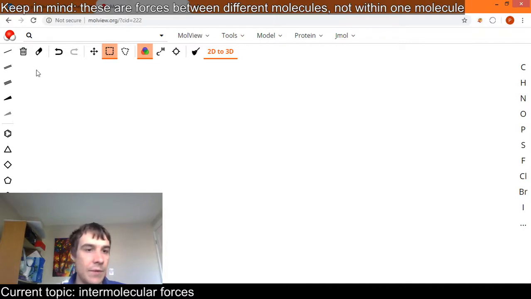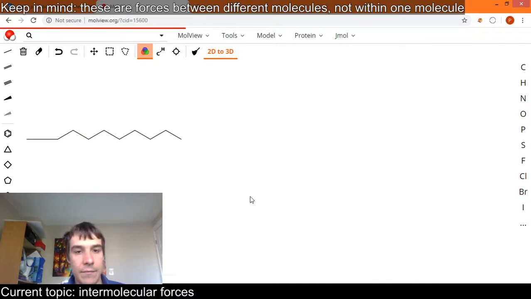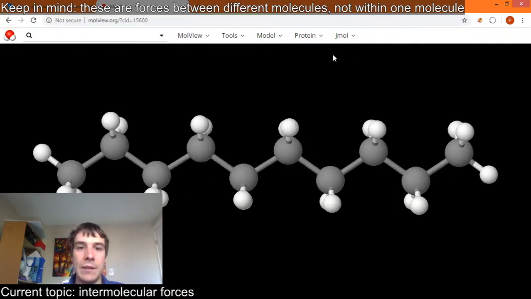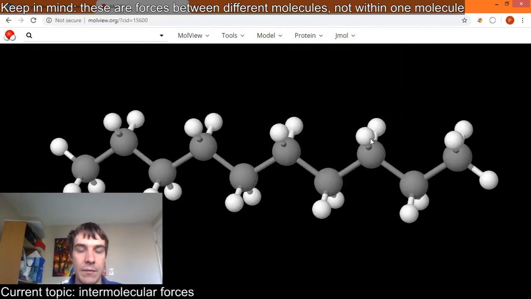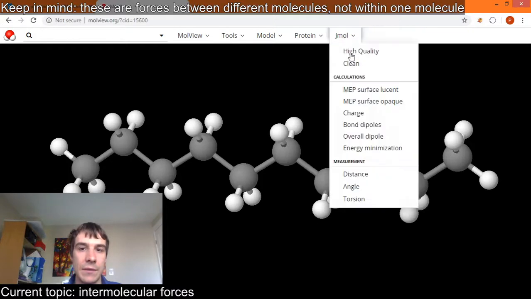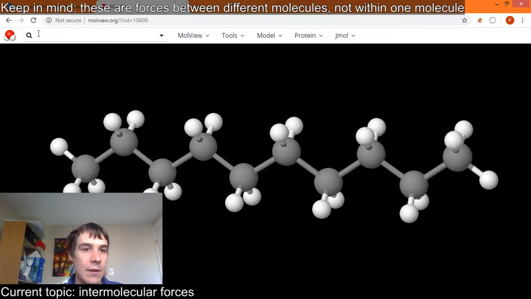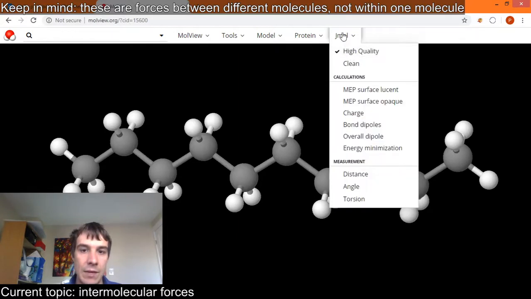Delete that. Zoom out. We'll make a 10 and we'll go 3D with it. Here's decane. 1, 2, 3, 4, 5, 6, 7, 8, 9, 10. And if we go to our surface lucent, or surface opaque, right? We don't even get one. There's no dipoles. Yeah, doesn't want to do it. It's so boring it won't even do a dipole for us. Clean, maybe high quality, maybe we'll go try it again. Nope. No dipole at all.